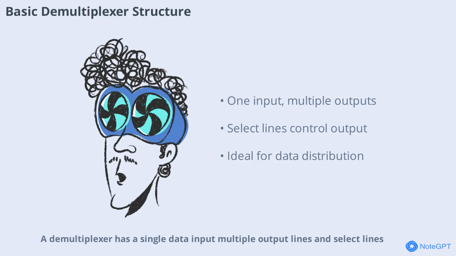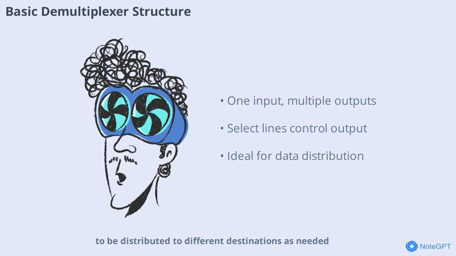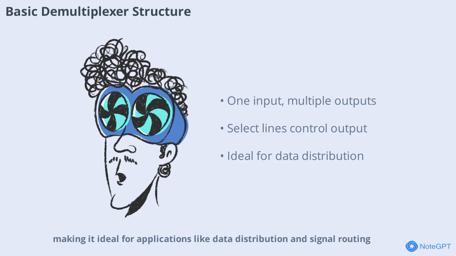A demultiplexer has a single data input, multiple output lines, and select lines. The select lines decide which output line the input data will be sent to. For instance, a 1-to-4 DMUX has 1 input, 2 select lines, and 4 outputs. This setup allows a single data stream to be distributed to different destinations as needed, making it ideal for applications like data distribution and signal routing.